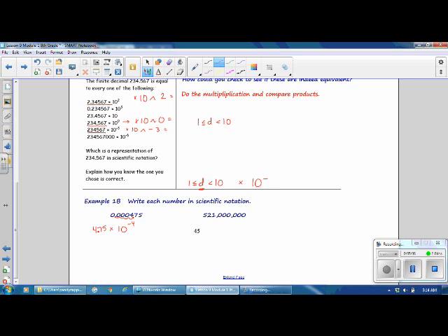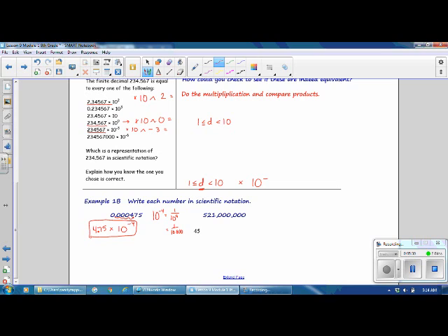When your exponent is negative, notice that it doesn't make your number negative. It just means that you're multiplying by a number that is less than 1. This example, 10 to the negative 4, is actually 1 over 10 to the 4, or you could say 1/10,000th. So this is our number in scientific notation.